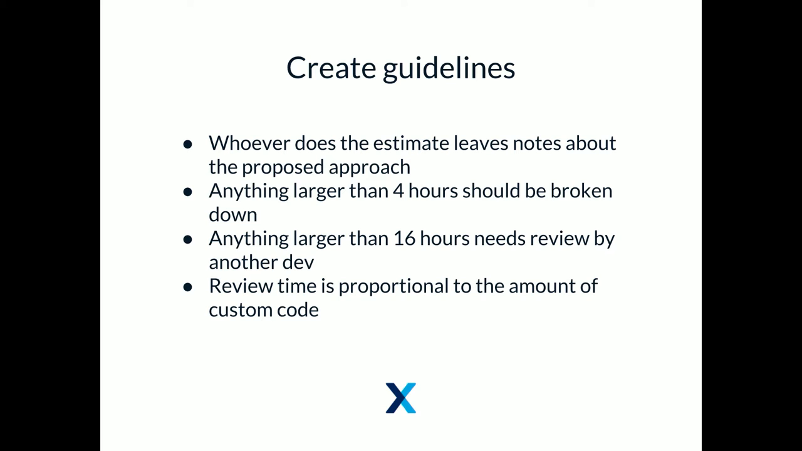So the first one is whoever does the estimate leaves as many notes as possible, a detailed synopsis of what they're planning to do. That's for two reasons. The first is they might not be the developer who implements it. The other is that sometimes it's 4 or 5 months before the thing gets approved, and then you go back to it and you're like, what the hell are we talking about? How the hell are we planning to do this? It happens to us all the time. So make sure you've written notes about it.